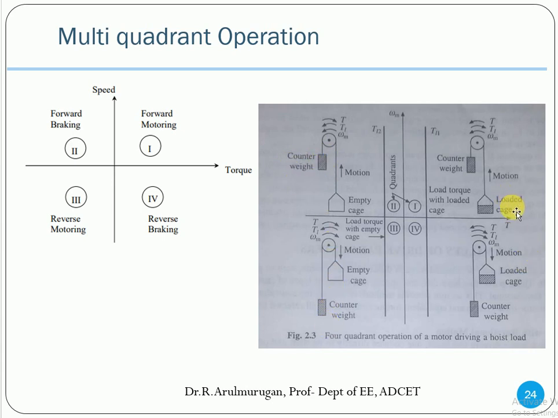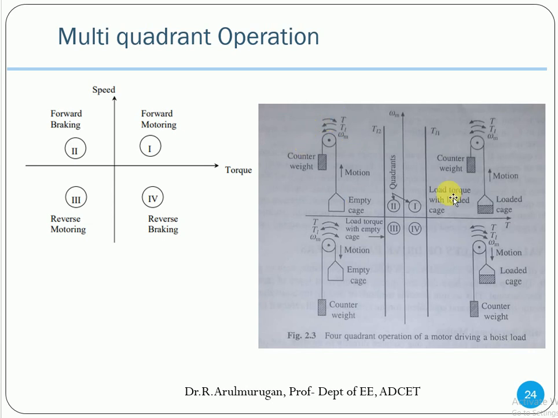Second, you draw the load torque, the torque taking place on the load side. Here the load is used, which means it is a pull down type, so the load torque is in this direction. Similarly, for the empty cage, the counterweight is the load, so this direction.